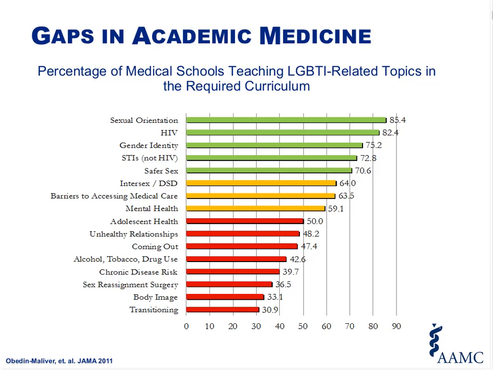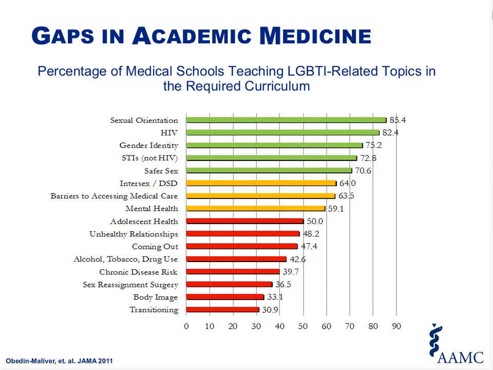When we think about what the environment is currently like in academic medicine, a majority of the work that has been done has been related to medical education. So a great study that came out in JAMA in 2011 looked at what were the primary topics discussed in undergraduate medical education as rated by deans of medical schools. And what you can see here, up here in green, these are the topics that were most commonly discussed. So sexual orientation, gender identity, HIV, and STIs, and safer sex.